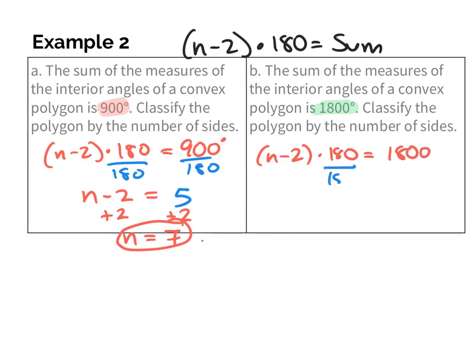So I'm going to divide both sides by 180. That would give me n minus 2 equals, in this case, 10. Then if I add 2 to both sides, I would get a 12-sided object. Boom, done. So again, using that formula in reverse should tell me the number of sides of that polygon.